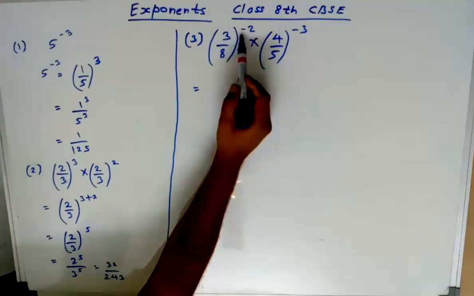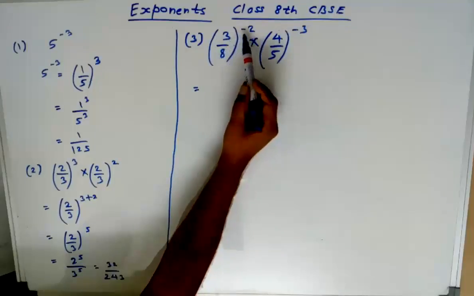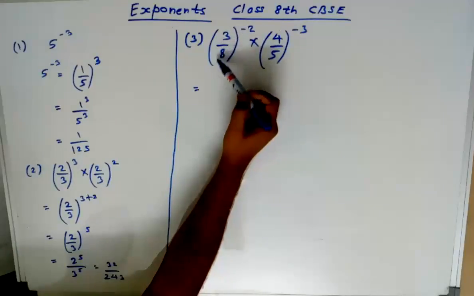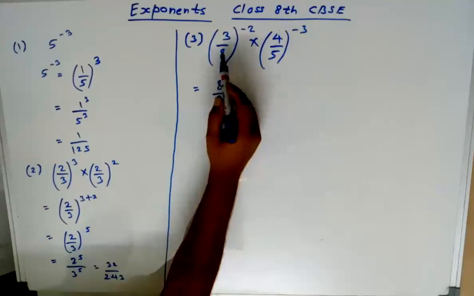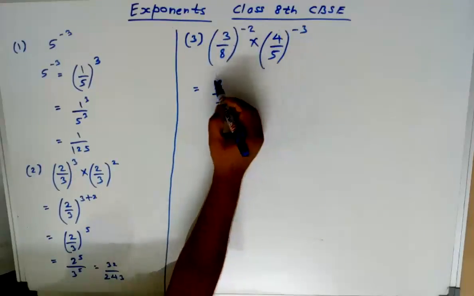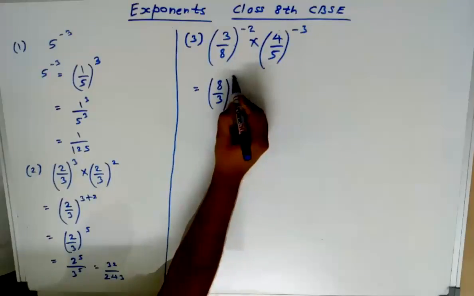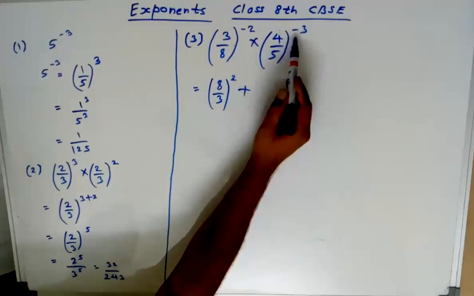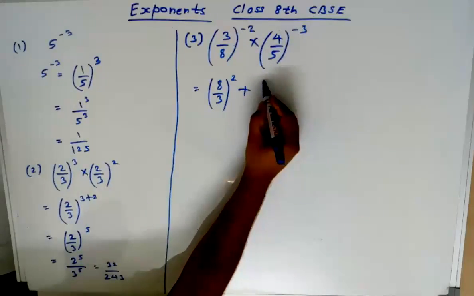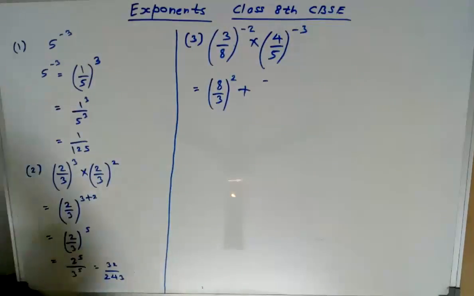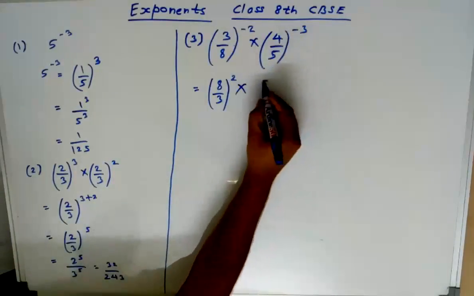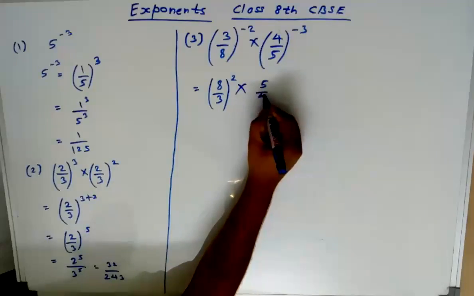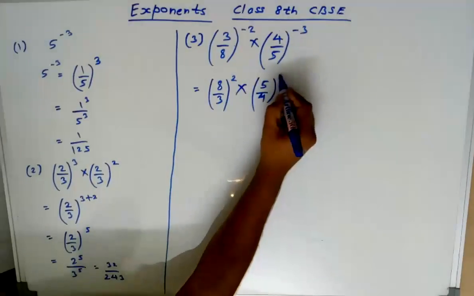Now here the rational number 3 upon 8 has negative power. So in order to convert its power to positive, we will take the inverse of this rational number, that is 8 upon 3. So we write 3 upon 8 as 8 upon 3, so that its power will become positive. Similarly 4 upon 5 also has negative power, so we will take its inverse. Here is the multiplication sign. We will take 5 upon 4 and the power will become positive.